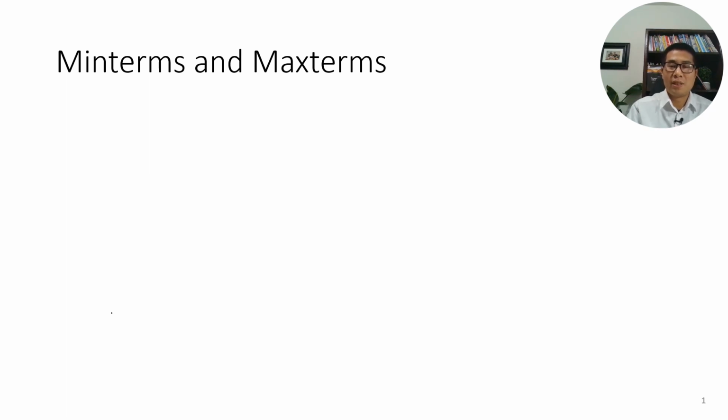Last time we learned that converting from truth table to Boolean equation is important in several aspects. This time we're going to learn some techniques in order to perform that task. That technique is based on two important terminologies that we need to know, which are the min terms and the max terms.